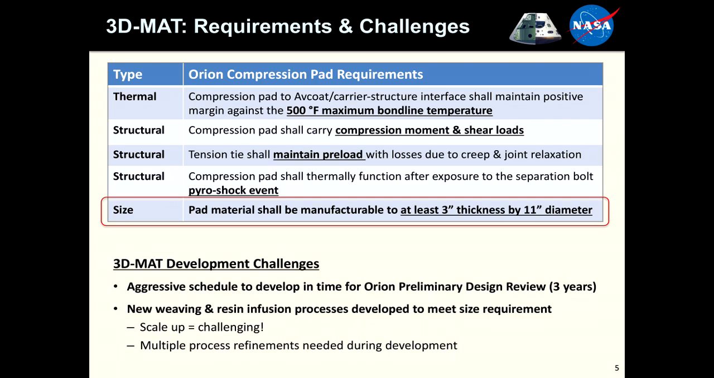Just a note on some of the challenges, we'll get into more details later. But there was an aggressive schedule to develop this system in time for the Orion preliminary design review. We had only 3 years to go from drawing board to technology readiness level 5 or 6 at PDR. That's a very aggressive schedule for a new material development. And along the way, we had to develop new weaving and resin infusion processes to enable us to meet this size requirement. So scaling up was a challenge, and we did multiple process refinements along the way. I'll touch on some of those.